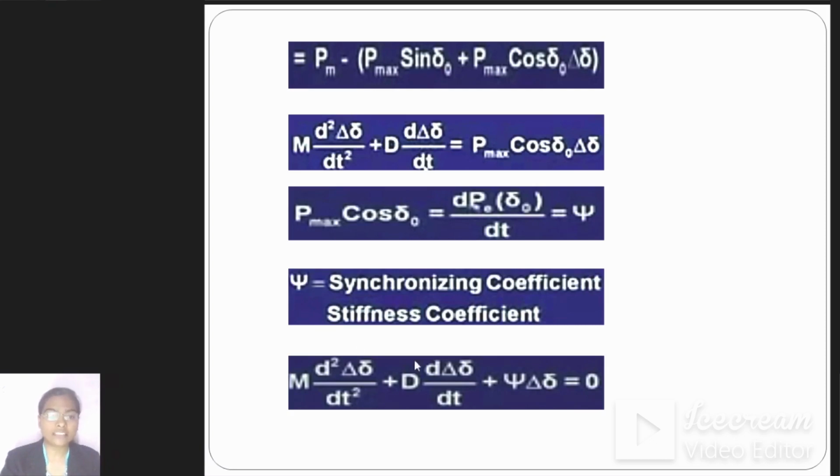So we can write the same swing equation as M d squared delta delta by dt squared plus capital D d delta delta by dt plus psi delta delta equal to 0. What we have done is substitute psi in place of P max cos delta 0 and bring the terms to the left hand side of the equation. So we got the linearized swing equation for a system.